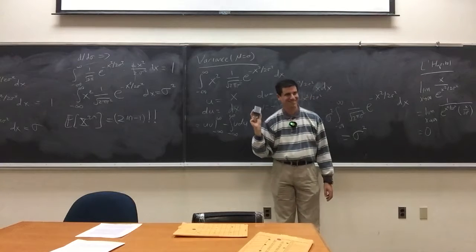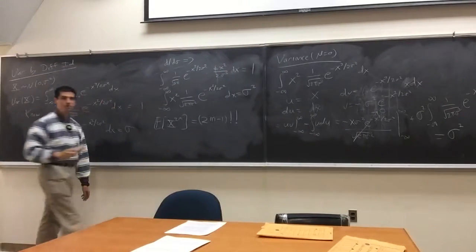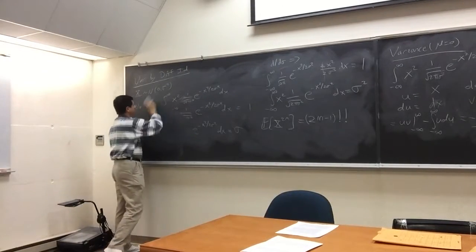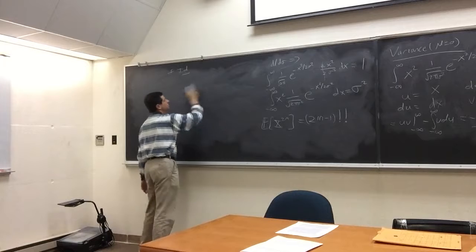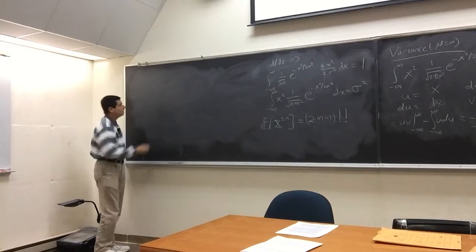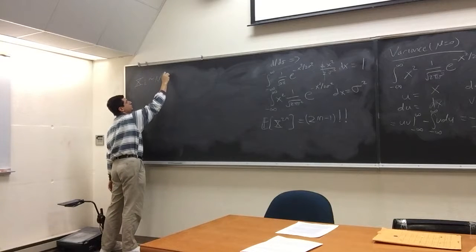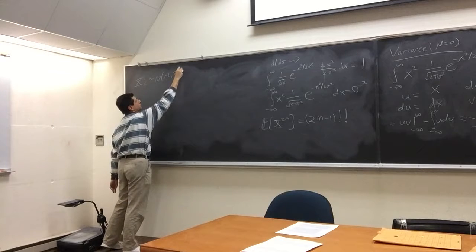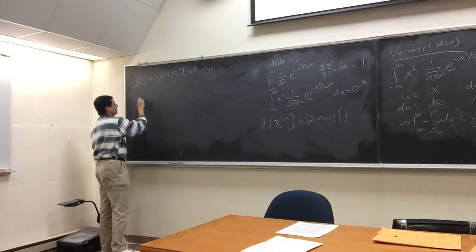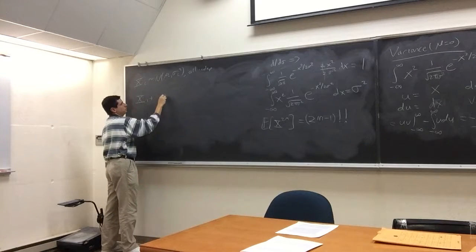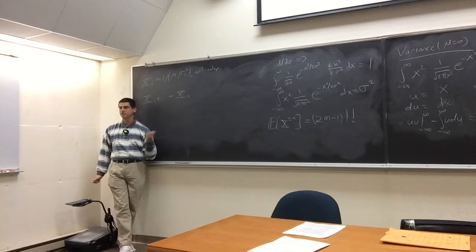Now the fun begins. All right, now we have normals. What we want to do now is look at sums of normal random variables. There are lots of different ways we could do this. So let's say Xi is normal with mean mu i and variance sigma i squared, and they're all independent. And we can look at X1 plus through Xn, and ask, what is the distribution of this sum?